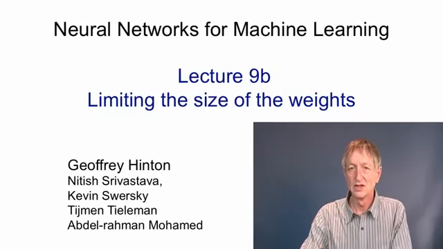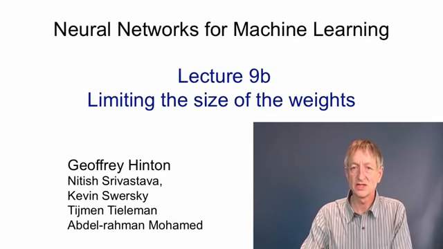In this video, I'll talk about how we can control capacity by limiting the size of the weights. The standard way to do this is to introduce a penalty that prevents the weights from getting too large, with the implicit assumption that a network with small weights is somehow simpler than a network with large weights. There are several different penalty terms we can use, and it's also possible to constrain the weights so that the incoming weight vector to each of the hidden units is not allowed to be longer than a certain length.